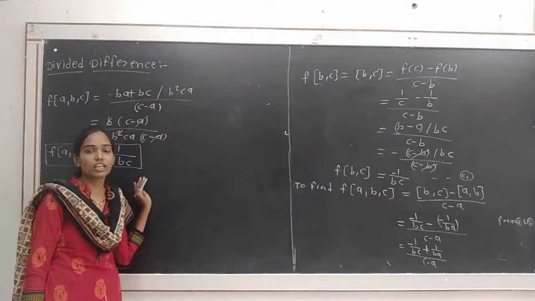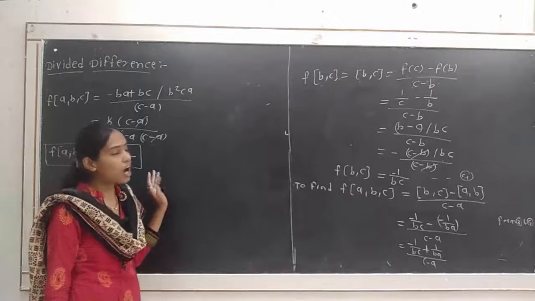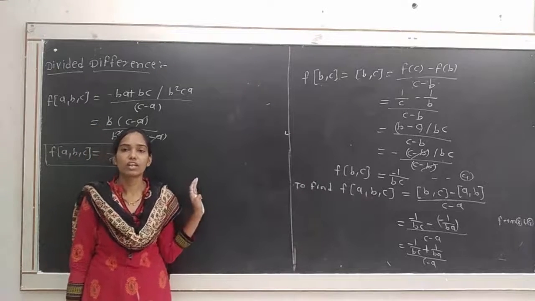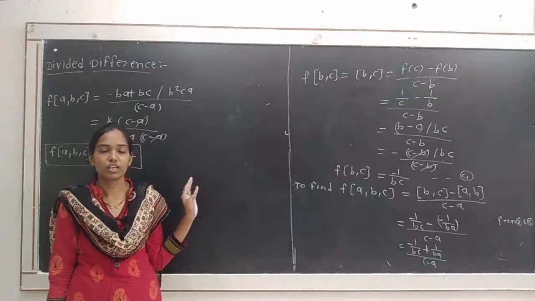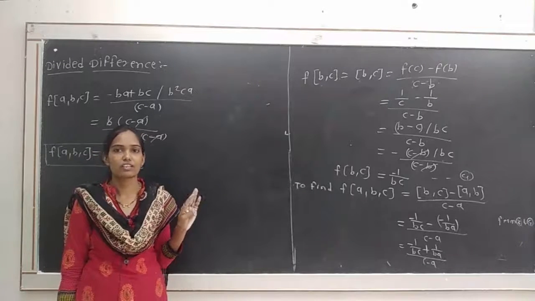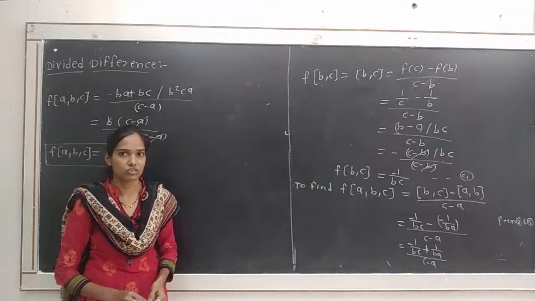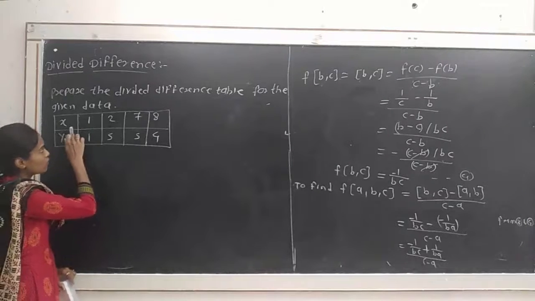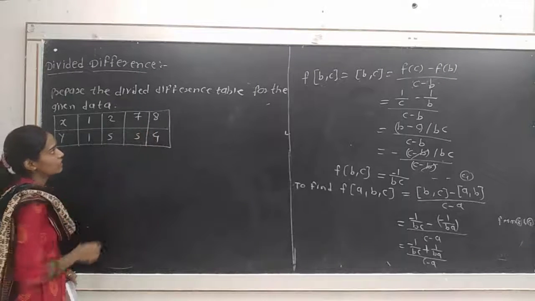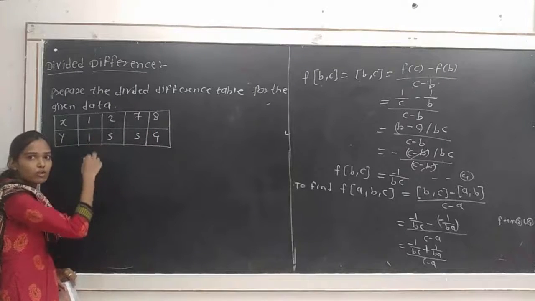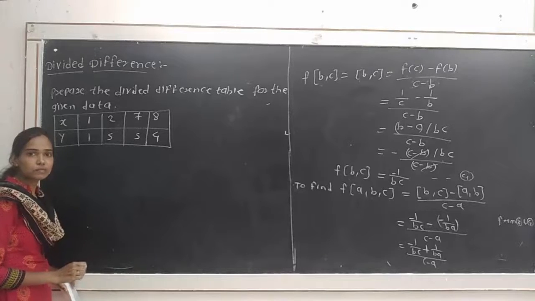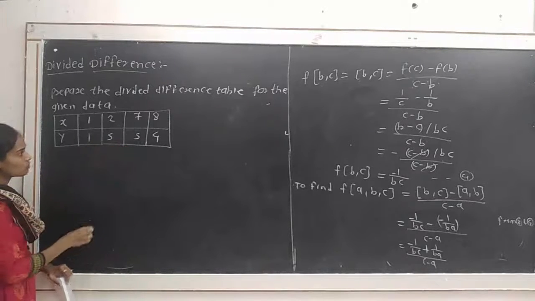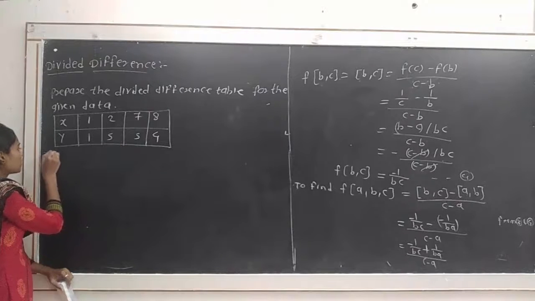Then next we see how to prepare the divided difference table for the given pair of values, or given tabular values, for the function y equal to f of x. In the example, we are given the pair of values of x and y. Values of x are 1, 2, 7, 8. If we observe these values of x, they are not equally spaced, and the corresponding values of y are given. So we have to prepare the divided difference table.